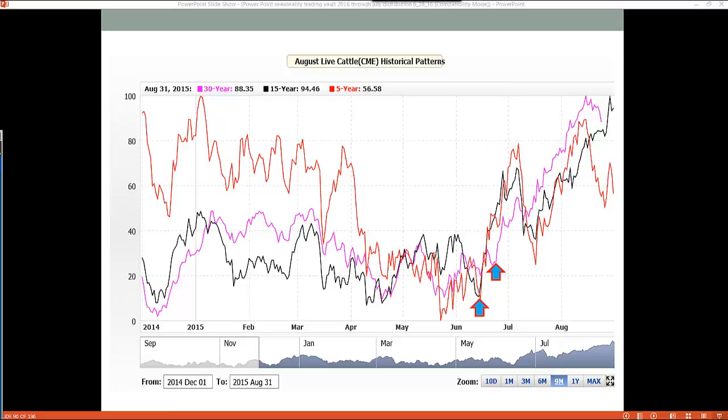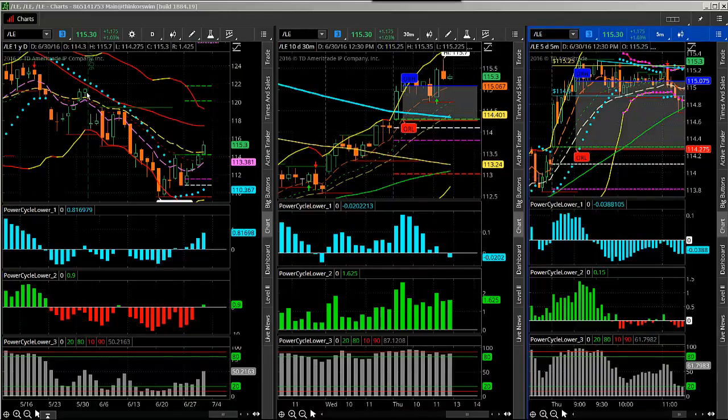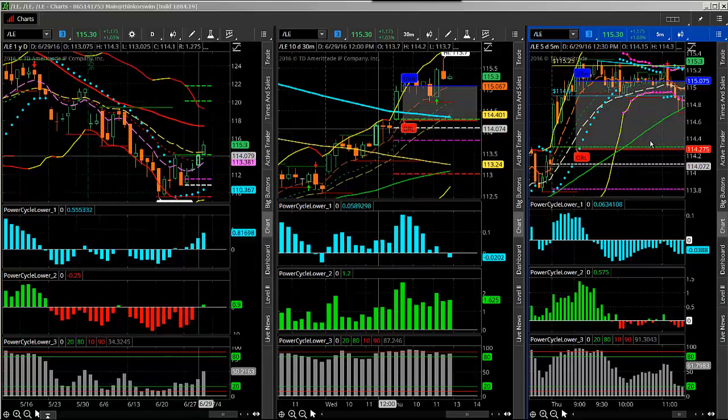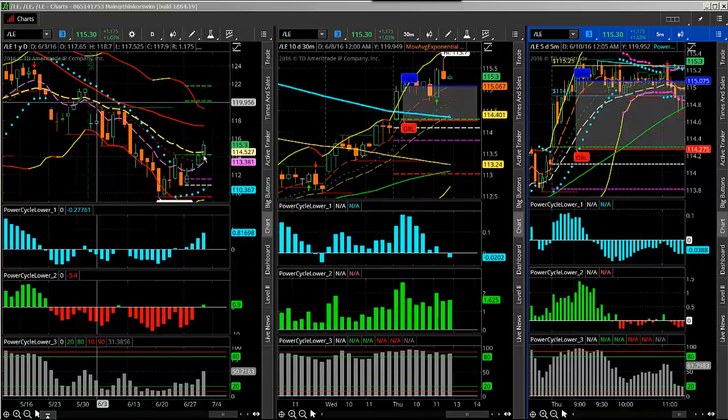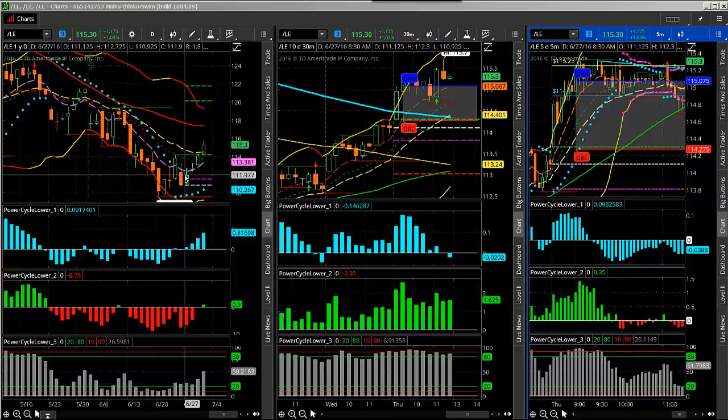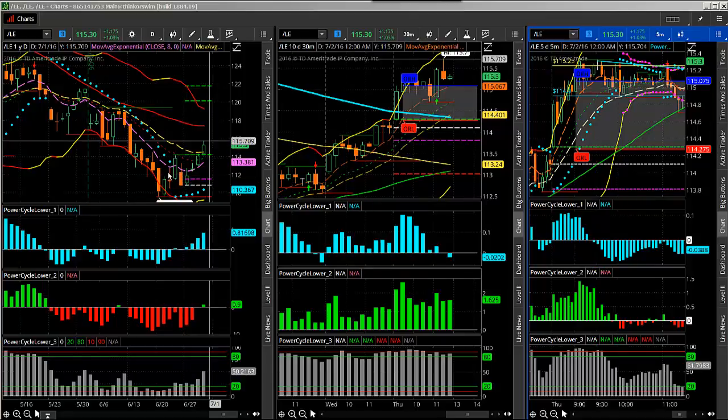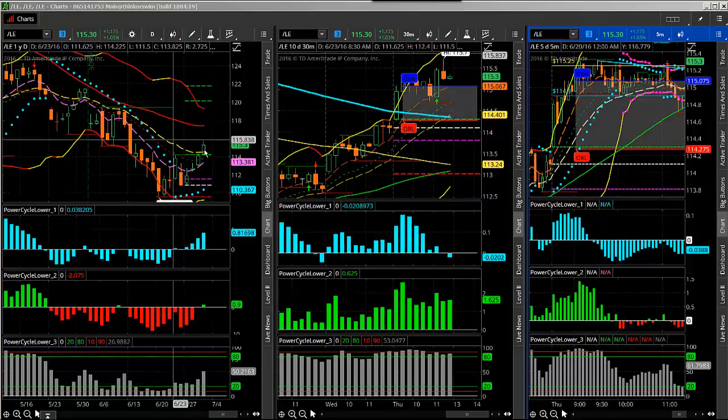So take a look at these trades. Now on live cattle, this is a daily chart on the left, and then 30-minute and 5-minute. I've been watching for this seasonal trend to develop, and you can see on the cycle model here it started to turn on about the 27th of June. So it started to turn.